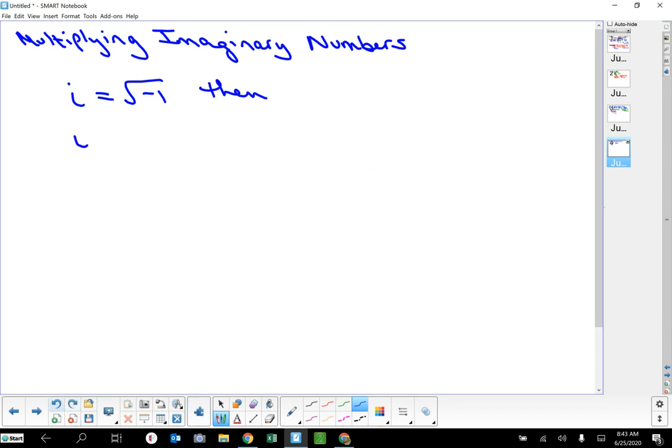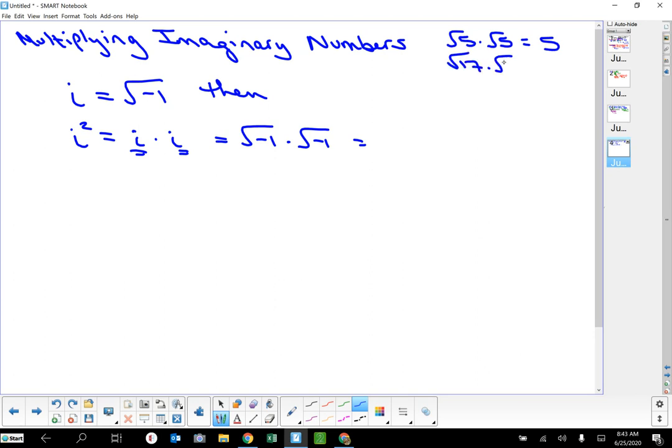So i squared is i times i, right? And we know that by definition, i is the root of -1. That's this one, and this one is another root of -1. Well, what's the root of a number times the root of a number? If I have the root of 5 times the root of 5, we know that that's just 5. The root of 17 times the root of 17 is just 17. So the root of -1 times the root of -1 is just -1. So i squared actually equals -1.